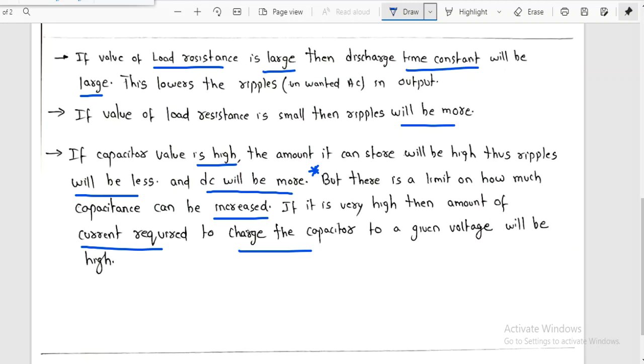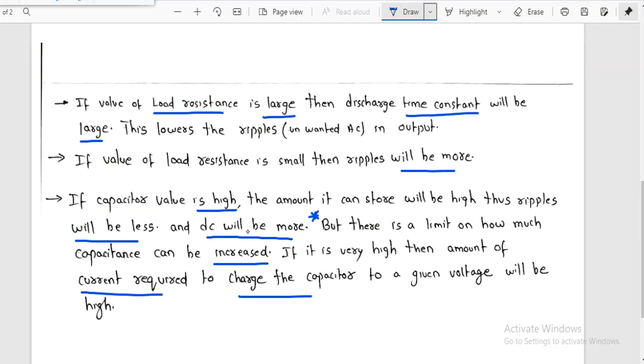What is that? If the value of the capacitor is high, then it can store more energy, and it is going to filter out more ripples, and the output will be pure DC, right?